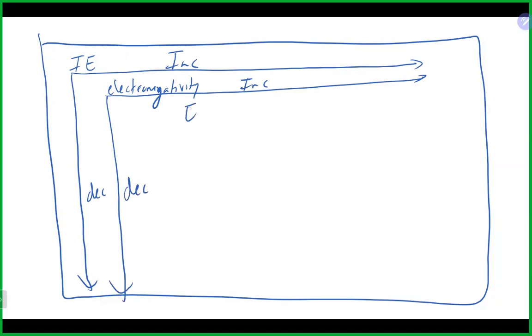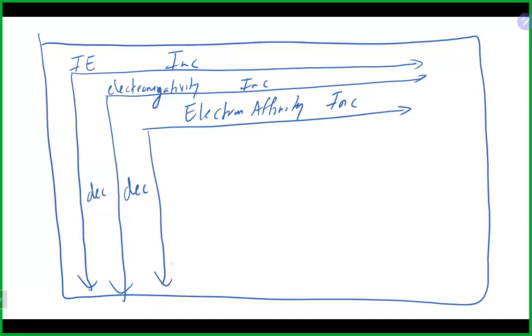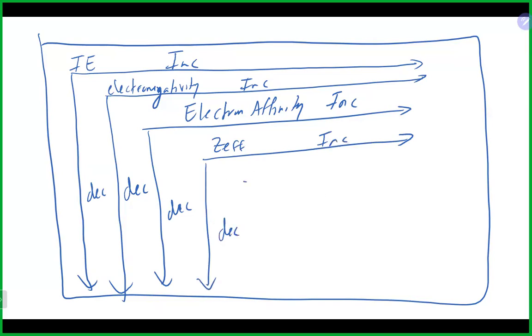We have electron affinity, which again is a different thing. That's the energy change. Increasing up and to the right, decreasing down. We have Z effective, the effective nuclear charge, increasing as you go up and to the right, decreasing as you go down. And lastly, we have size. That's actually decreasing up and to the right and increasing down.